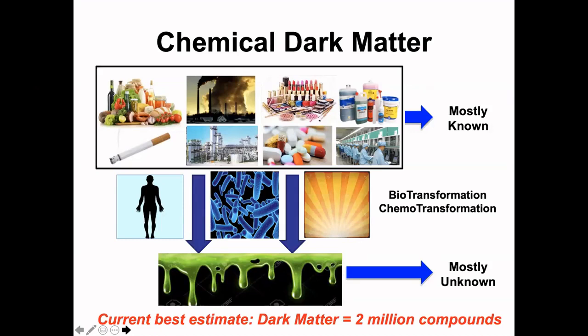So we start with a whole bunch of things that we know. Our body transforms them, and it produces this sort of green goop, which is a collection of mostly unknown compounds that are not in any database. So the current estimate right now is that the dark matter contains between 2 and 5 million compounds, none of which are in PubChem, none of which are in ChemSpider, none of which are in HMDB, none of which are in METLIN or any other database.